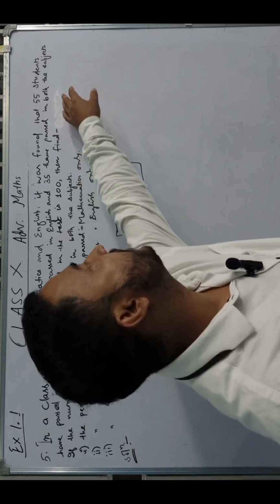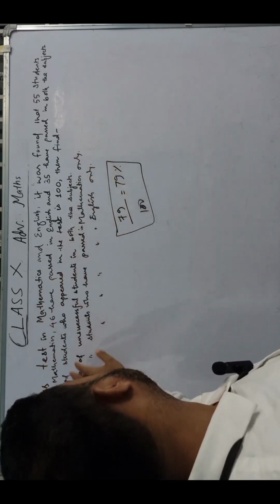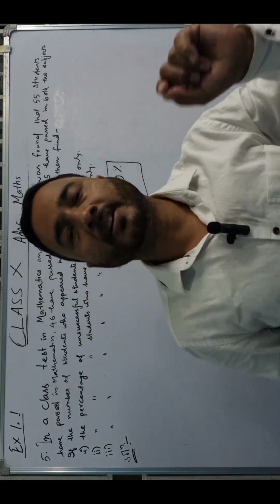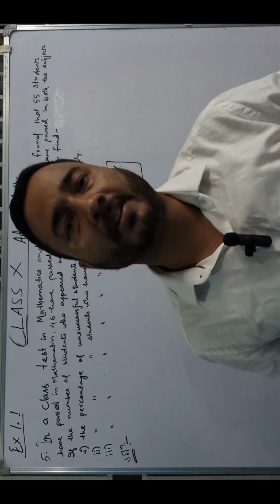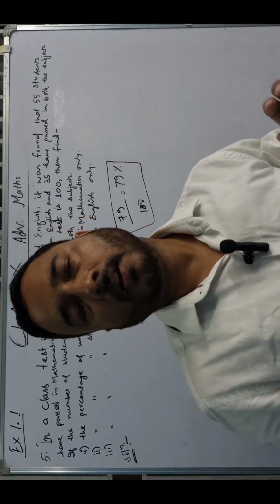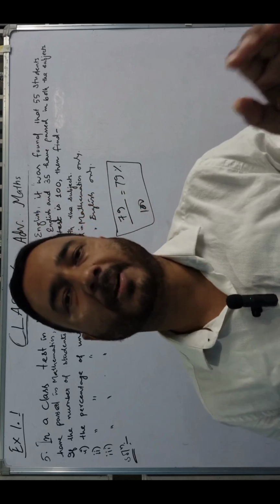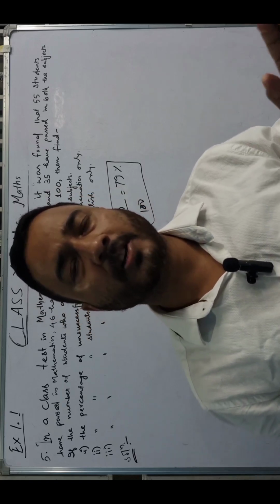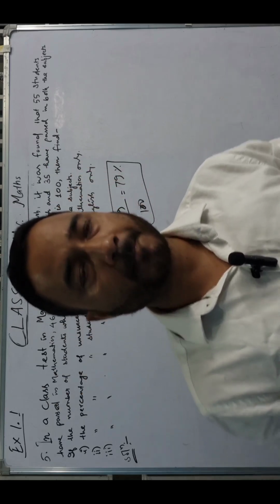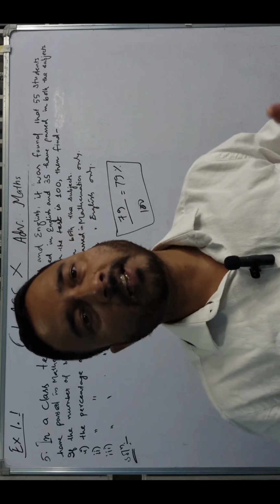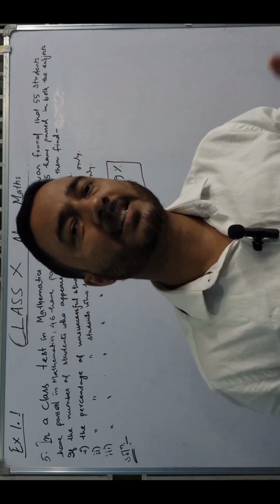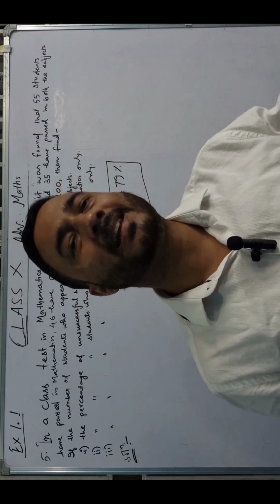Since it is given in the question itself that the number of students who appeared in the test was 100, there were 100 students who appeared for the two tests, English and mathematics. Some of the students passed in maths, some passed in English, and some have cleared both the subjects, maths and English. But there are some students who are unsuccessful, who could not clear the exam.